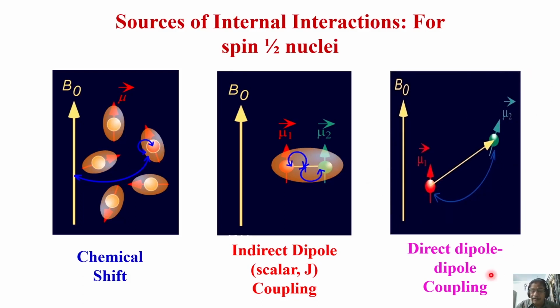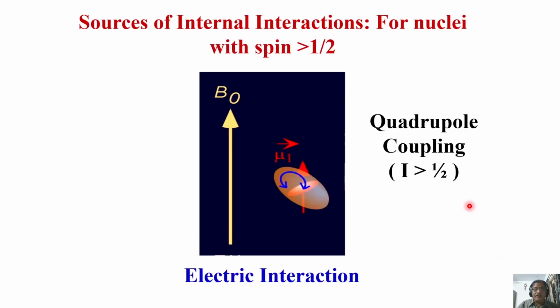This is given by Dij. This is Jij: the coupling between two spins i and j is Jij. The dipolar coupling between two spins through space is called Dij. Of course, you can use different notation, but colloquially, most commonly, Dij is what the direct coupling is referred to. Of course, the next one I said is for spin greater than half. It is the electric interaction.